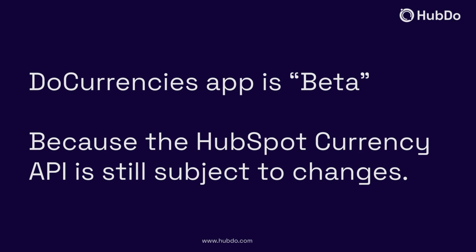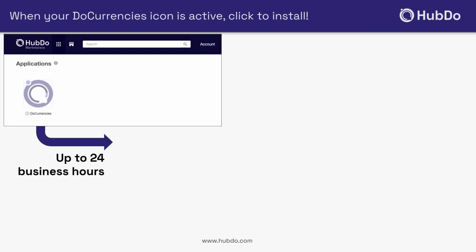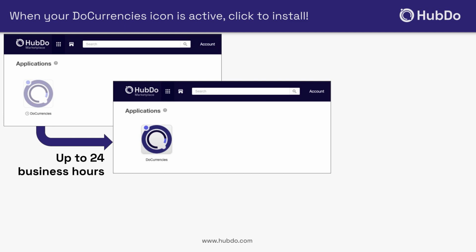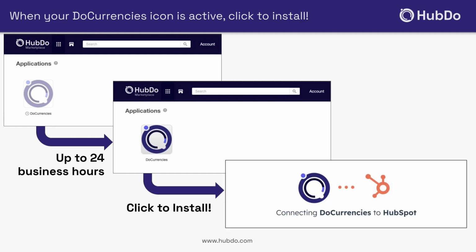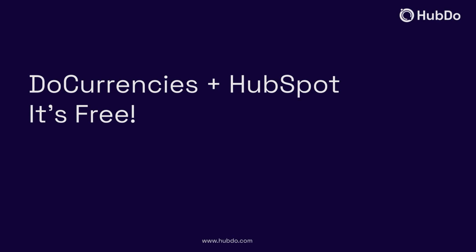DoCurrencies, it's currently in beta because HubSpot Currency API is under controlled release, but you can use it today by installing DoCurrencies. Your app icon is grey for up to 24 business hours while HubSpot upgrades your portal. And when the icon turns solid, click to install, no configuration required.